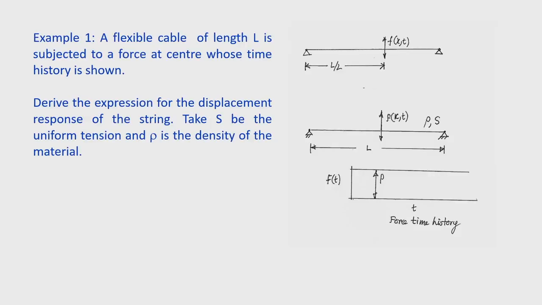Now let us see an example to solve the forced vibration case of the string. Say a string is given which is supported at both ends, total length is L, and the force is applied at the center of the string, that is L by 2 from one end. The nature of the force is a constant force in its time history. The force f(x,t) is P if t is greater than 0, and it is 0 if t is less than 0. So that condition is like a step input. Derive the expression for the displacement response of the string. Take S as the uniform tension and rho as the density of the material.